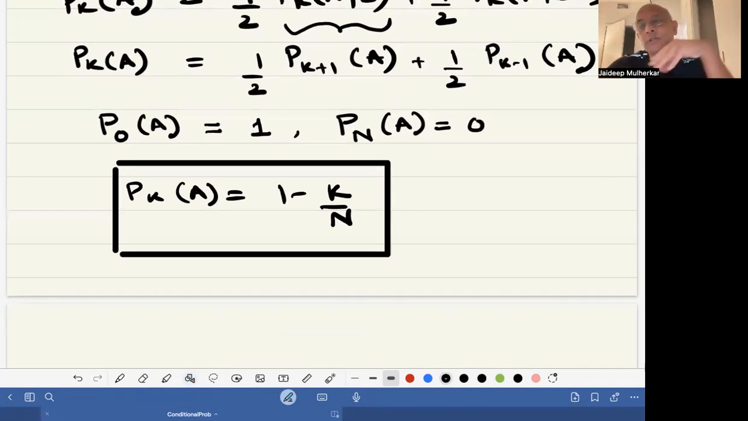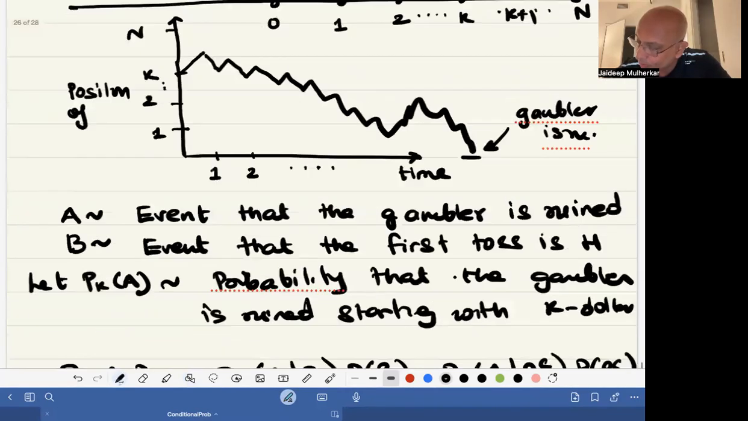So the point is that we could solve this problem using conditioning, a problem which was difficult to compute, the probability of an event which was difficult to compute. We could compute it using conditioning. Okay, so that's one use of conditional probability: if you are able to condition on the right event, then you can compute the probabilities of certain complicated events.